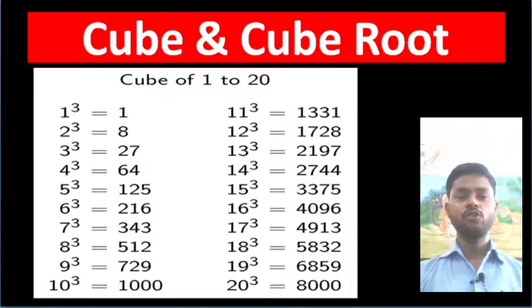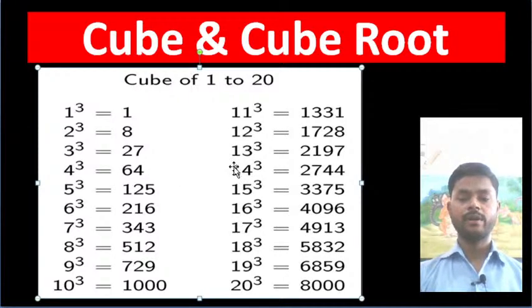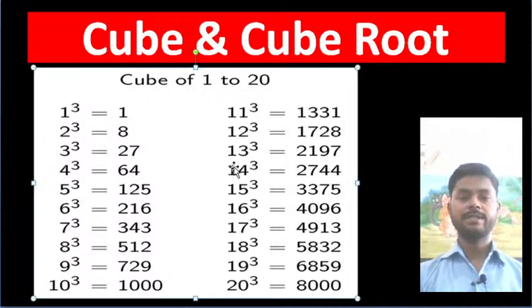After that, the cube of 2 is 8. The cube of 3 is 27. The cube of 4 is 64.